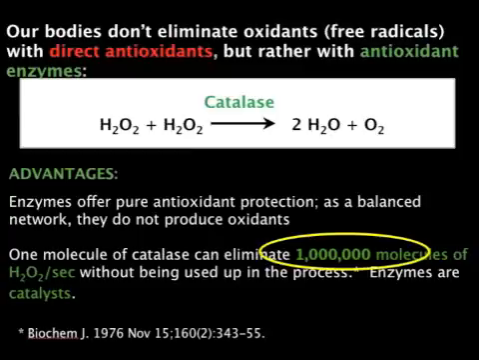We now know also that enzymes offer pure antioxidant protection as a balanced network. They do not produce oxidants. It's very important to make that distinction, because things like vitamin C and vitamin E are actually creating free radicals. They are pro-oxidants, when we thought before they were antioxidants, but we now have in vivo studies, and I'm going to share a couple of them with you here, that show that these are actually pro-oxidants, not antioxidants.